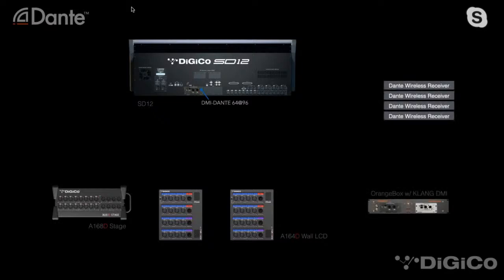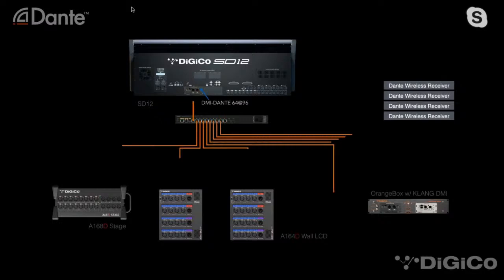We're going to add an orange box that has a Dante and a KLANG card in it, so for some processing. And simply, we just bring everything back to a switch. Connect everything up there. This is where you can either let a switch or a router add DHCP or not. Dante usually works best the less you do on the networking side, so letting things be self-assigned, etc. So that is a very simple way to connect everything together.